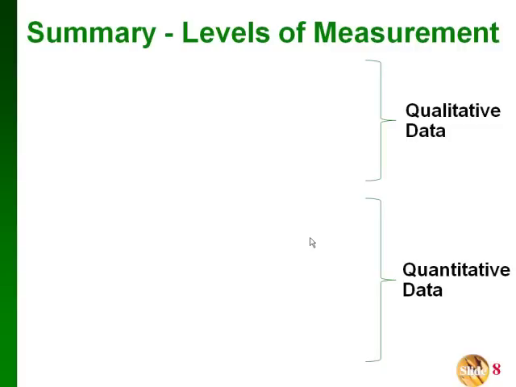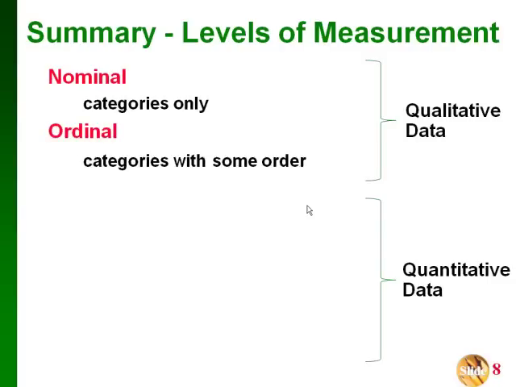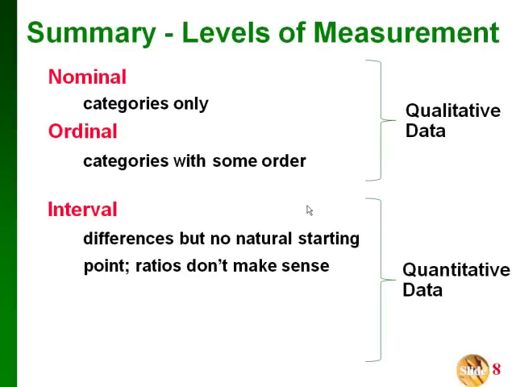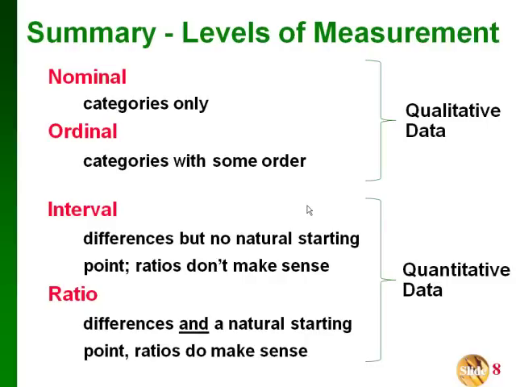Okay, to summarize all these different types of data and levels of measurement, we've got our data first divided into qualitative and quantitative data. And then within those two, each one of them has 2 levels of measurement. So in qualitative data we have either nominal or the ordinal level of measurement. And in quantitative data we have the interval level and the ratio level.